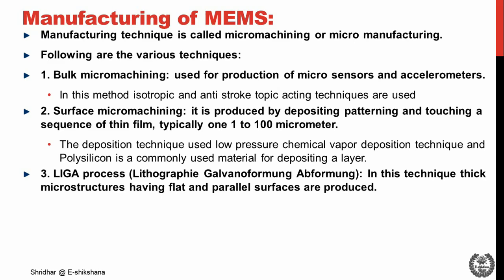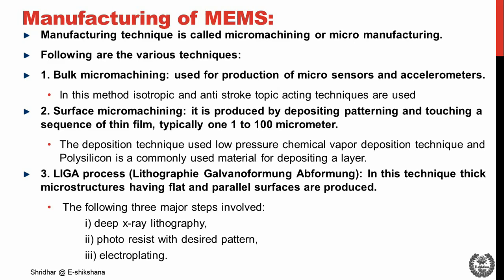The next one is the LIGA process, lithography galvanoforming. In this technique, thick microstructures having flat and parallel surfaces are produced. The process involves the following major steps: deep X-ray lithography, photoresist with the desired pattern, and electroplating. It is widely used to produce micro gears and micro turbines.